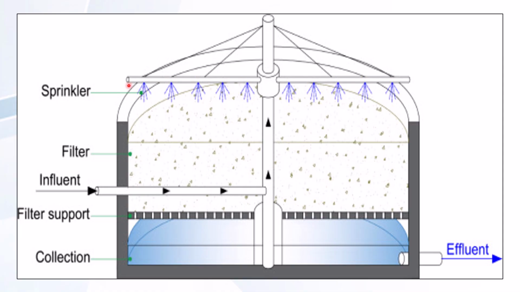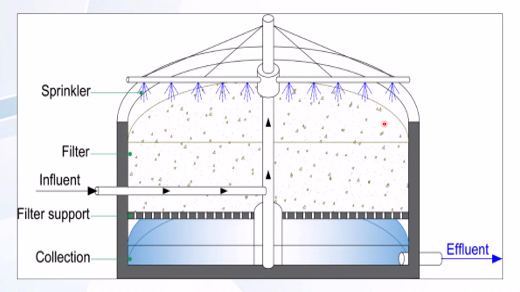Below the sprinkler is the filter media. This is the filter media, and it is made up of rocks or plastic modules. It supports the growth of the biofilms, the microorganisms that break down the organic matter present in the wastewater as it trickles down from here.